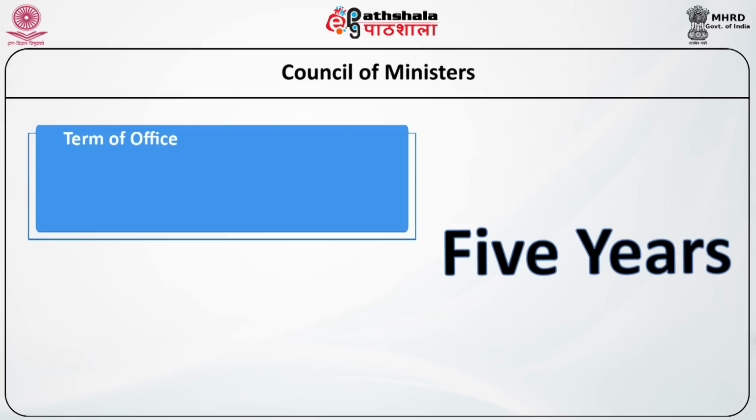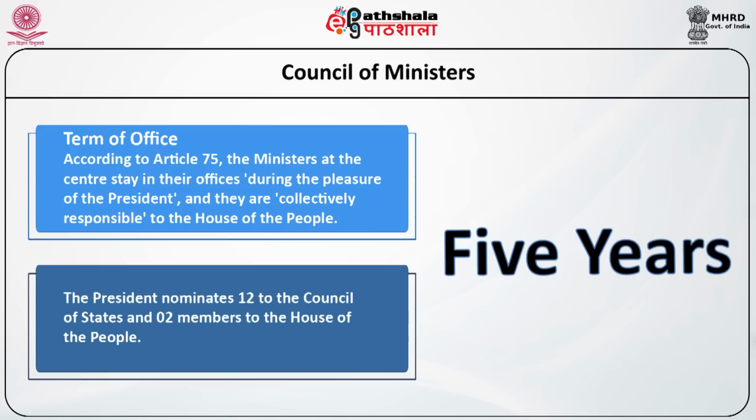Term of office. According to Article 75, the ministers at the central level stay in their office during the pleasure of the President, and they are collectively responsible to the Lok Sabha, that is the House of the People. In normal circumstances, the maximum term of the Council of Ministers is 5 years. Within this time, if they continue enjoying the majority of the Lok Sabha, they stay, but they go in case they lose the majority of the House.